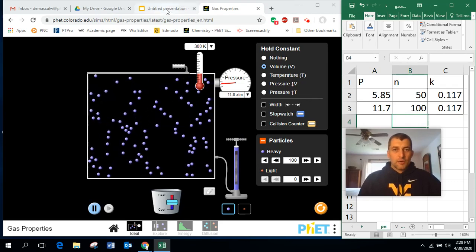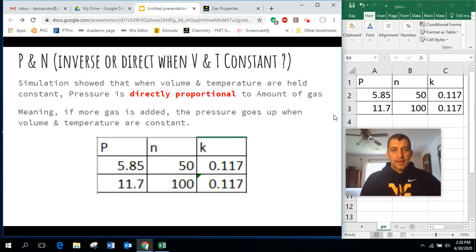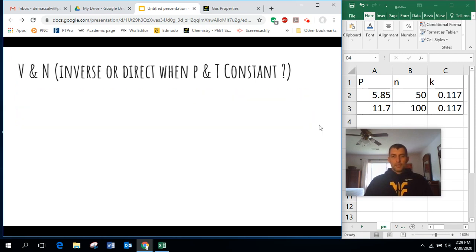So what does that tell us about our relationship? That tells us that it is directly proportional. So based on the simulation, when volume and temperature are constant, pressure is directly proportional. That means when we add more gas to the container that is unable to expand, the pressure goes up. Okay. Well, now let's take a look at what about volume and amount? How are they related, inverse or direct, when pressure and temperature are constant?